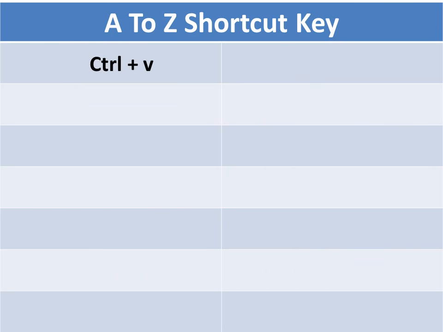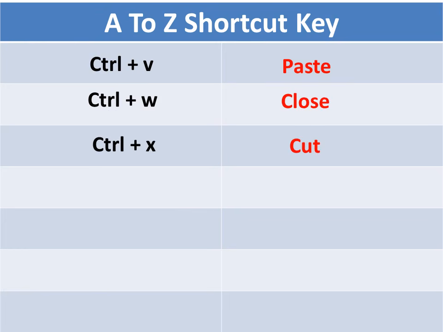Ctrl plus V, paste, paste the content you copied. Ctrl plus W, close, closes the current document or window. Ctrl plus X, cut, removes the selected text and copies it to the clipboard.